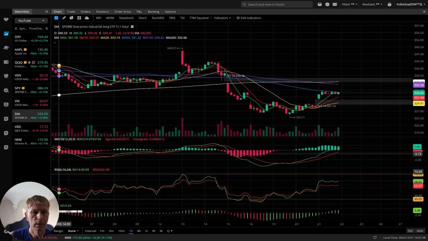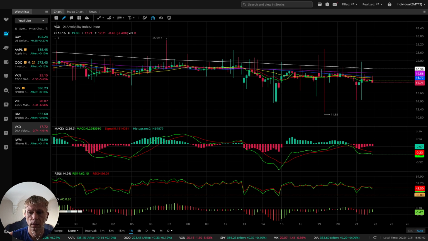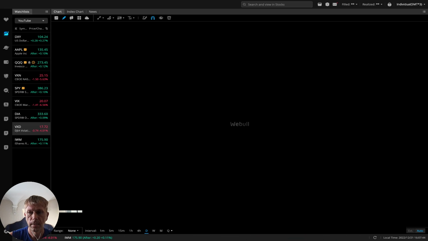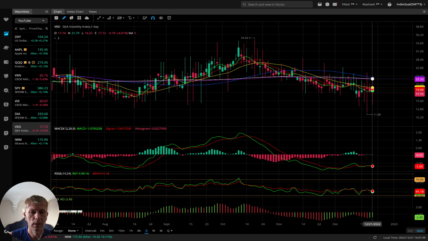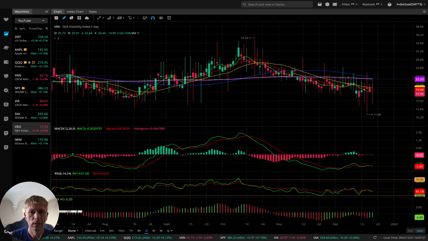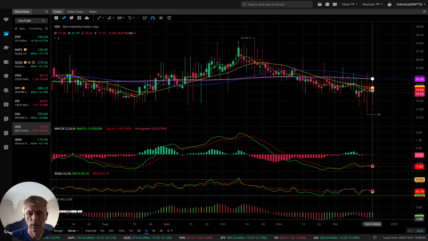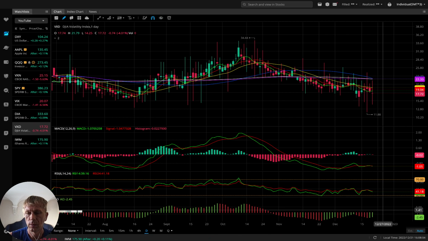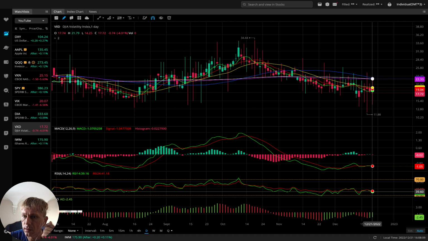Okay, let's move to VXD, the volatility index for Dow. Bearish trend, right? Dow up 1.5%, VXD 4% down. Bearish trend on the MACD, on the RSI, and Awesome Oscillator. Oscillator is actually bullish, green, on daily. On MACD still kind of flat. On RSI bearish.